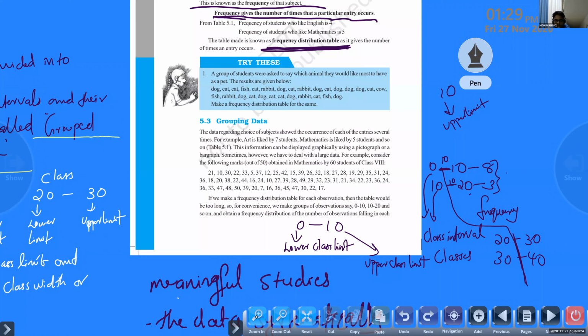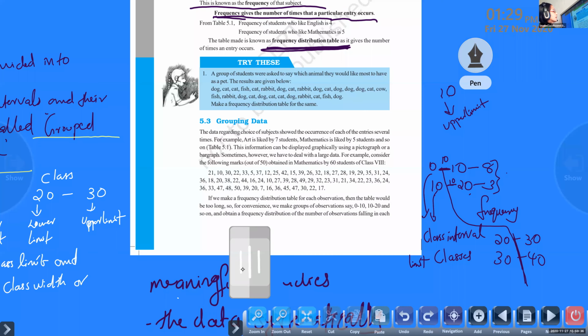I cannot zoom it. If you want, I will read the marks. I will read only once. If I repeat the same number, you have to write it again. If I read 21, and again 21, it means there are two 21s. Understood? If anybody wants, I will read. Write the data first. I'll show you the question.